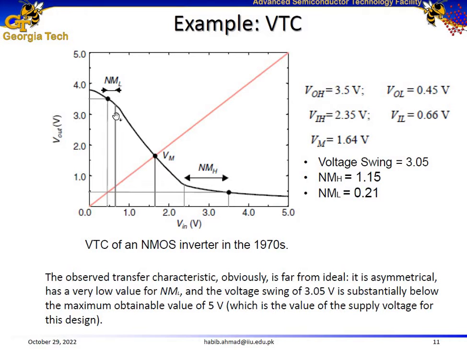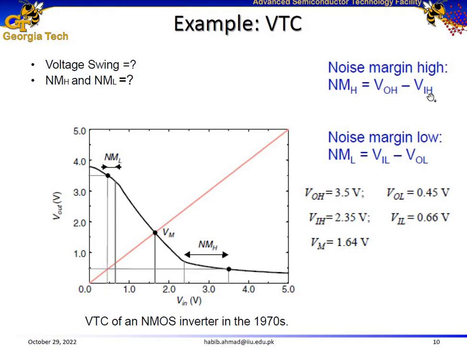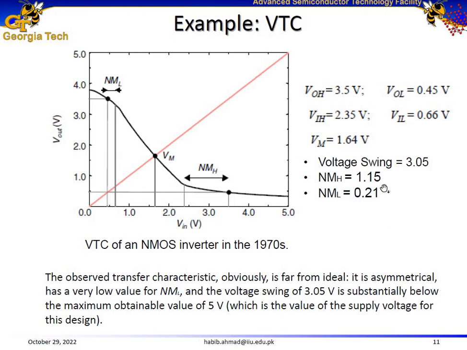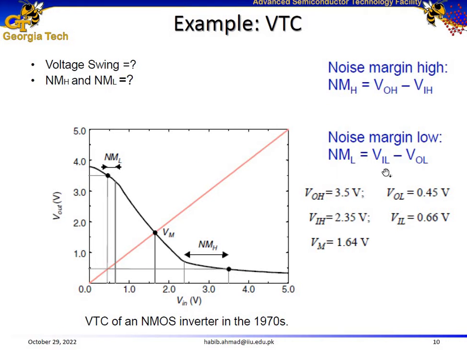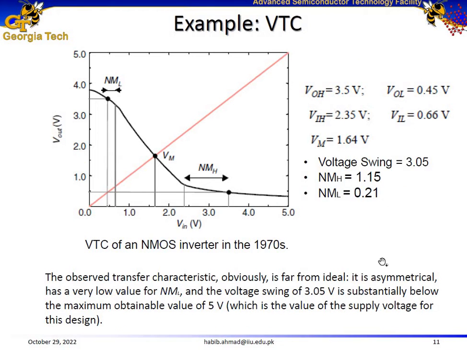Voltage swing is the difference between VOH and VOL, which becomes 3.05. Then how about the noise margin high and noise margin low? Let's go back to the previous slide. VOH minus VIH, the difference between these two voltages, becomes 1.15. And noise margin low, the difference between VIL and VOL, VIL minus VOL, becomes 0.21.